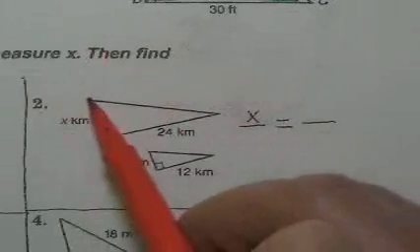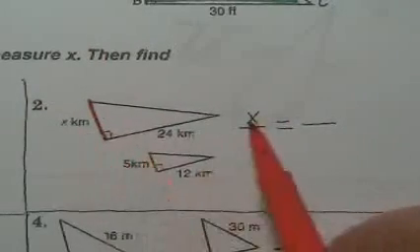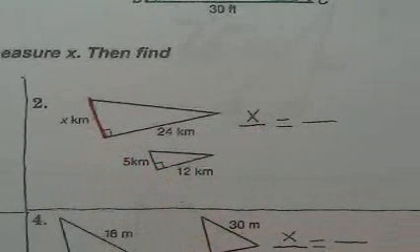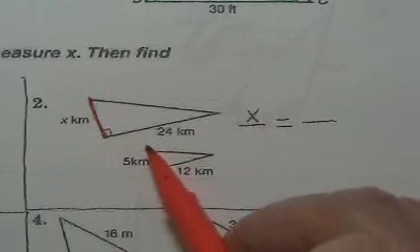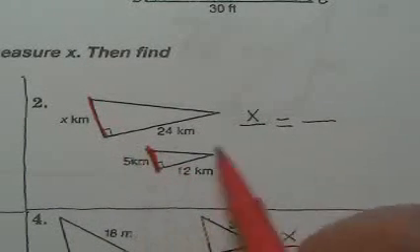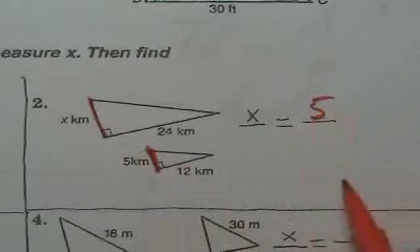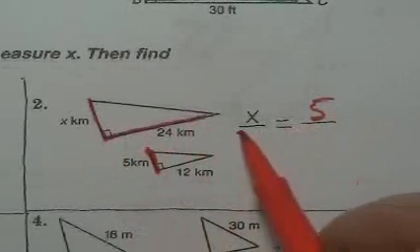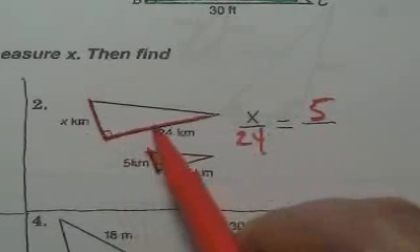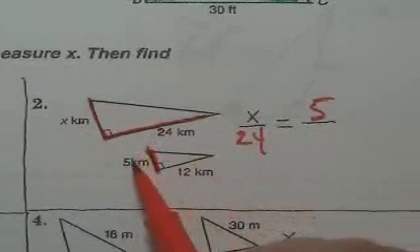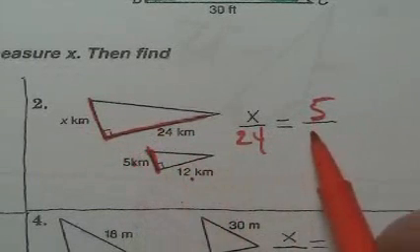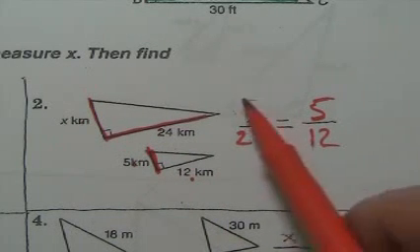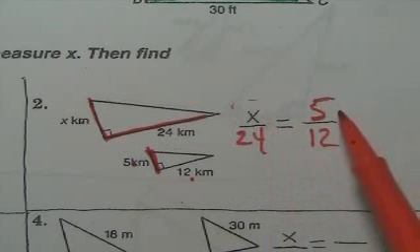Count number 2. Here's X right here. All right, and that's going to match up with what, the 12 or the 5? It matches up with the 5. So I'm going to put that on top over here. And then for this triangle, that's 24. So x over 24 is equal to 5 over 12. Okay, because this is one triangle, this is the other triangle.